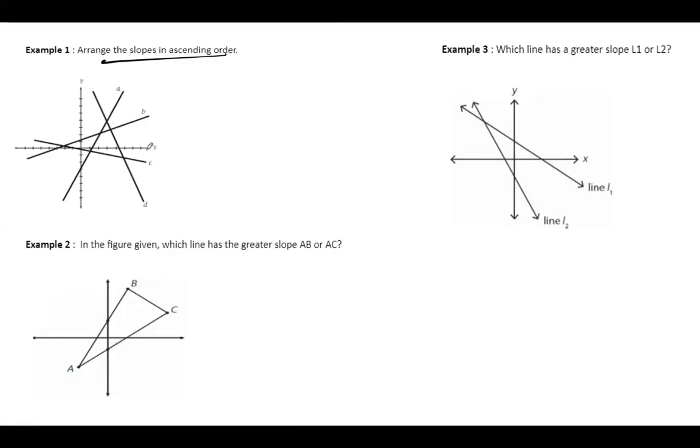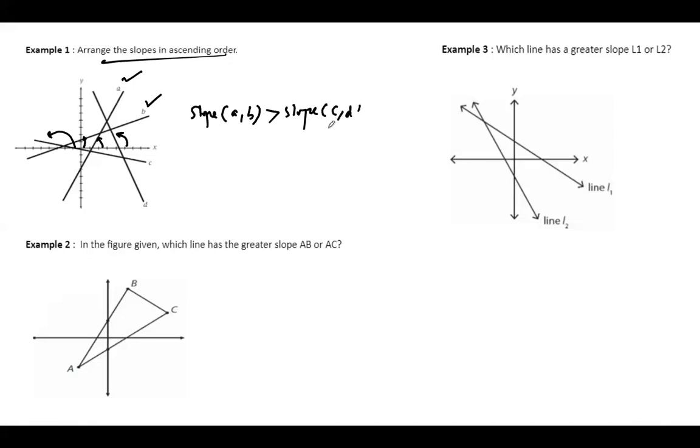So the positive ones are A and B. Check the angle for A and B. Yes, the angle is positive. What about line D? Now this one is negative. What about C? C is also negative. So that means I'm sure that the slope of AB is greater than the slope of CD.